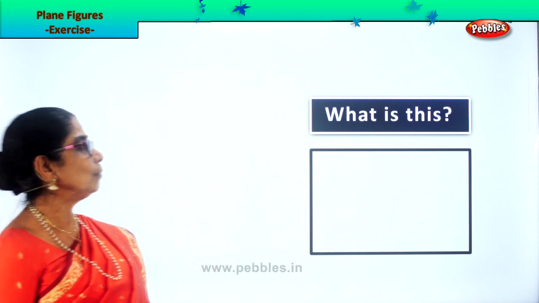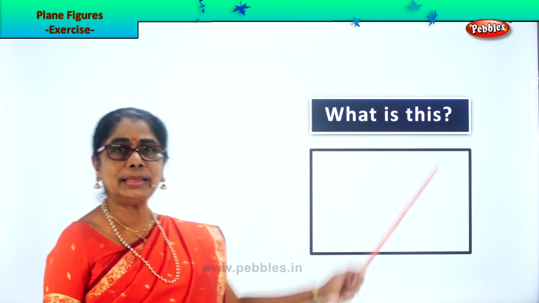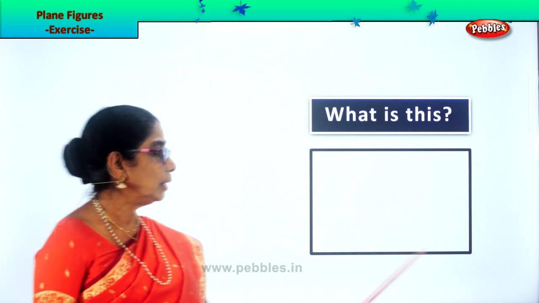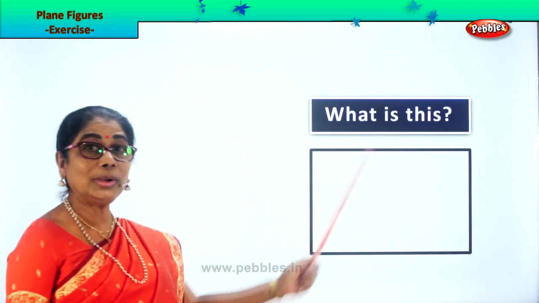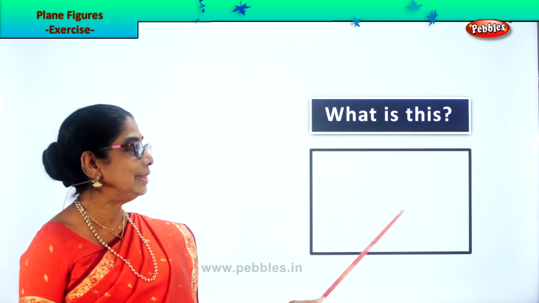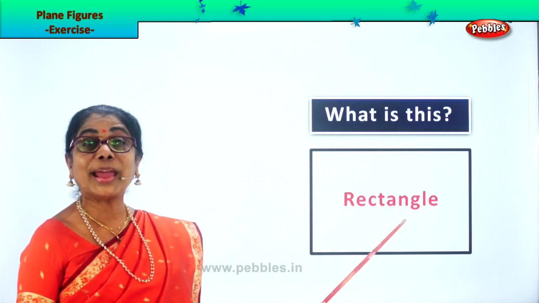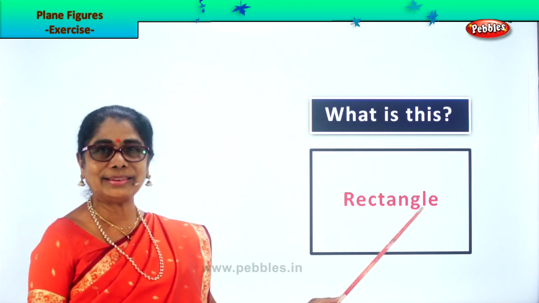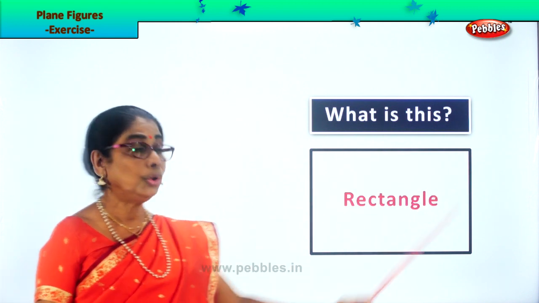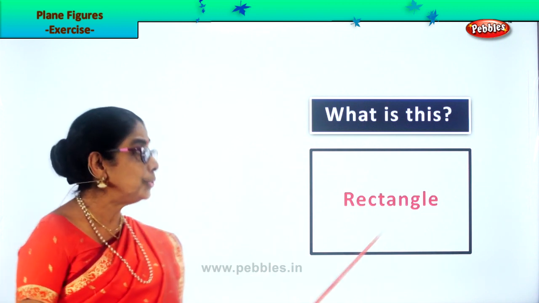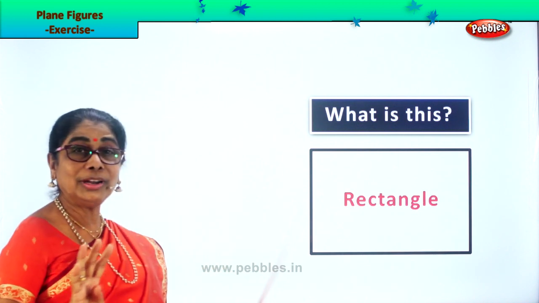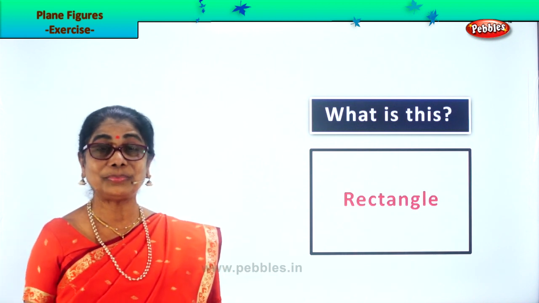Look at this. What is this? Look at this idea. Two long sides, two short sides. What is this? Good. This is a rectangle. Very good. A rectangle has two long sides, two short sides, and it has four corners. Very good. Let's take the next exercise.